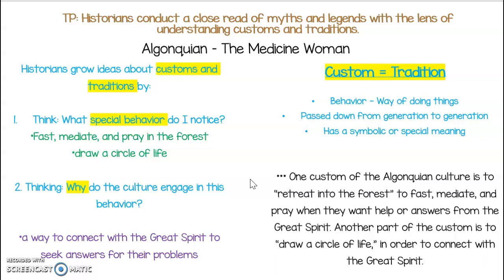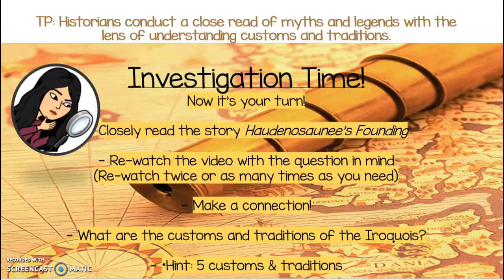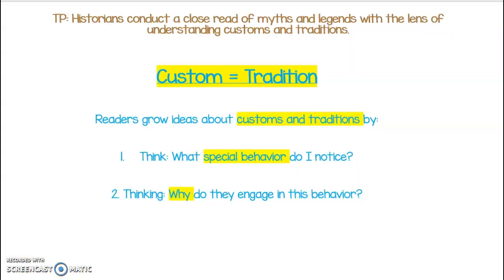Alright guys, did you notice how I was able to think and understand the Algonquin custom by asking these two questions and making an inference? And now I want you guys to try this on your own. It's investigation time. You're going to read the story Hondo no Shoney's founding, and you're going to rewatch the video with those two questions in mind. Remember, you can rewatch it twice or as many times as you need in order to find your answers. So you can pause the video now to copy down those two questions.